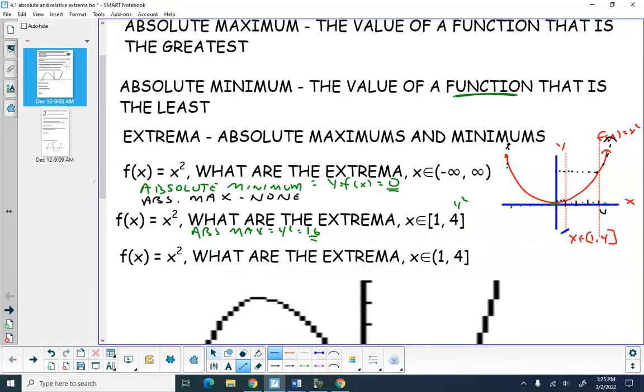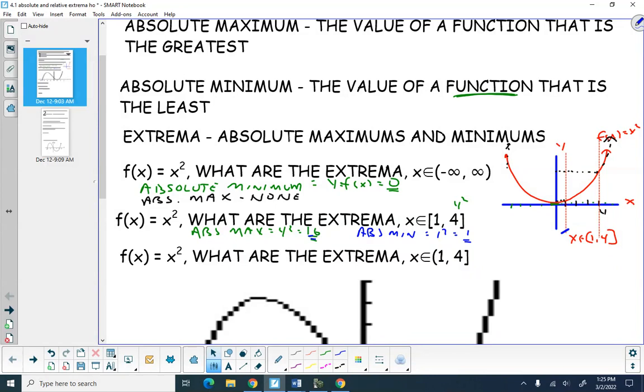My absolute minimum will occur at my x value of 1. So we have it at 1 squared, or a value of 1. So we have absolute maximum and minimum extrema on a specific interval.